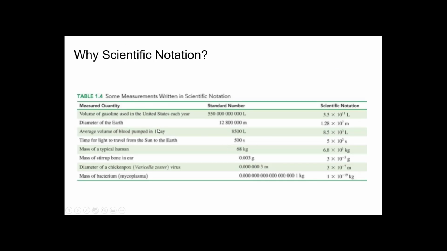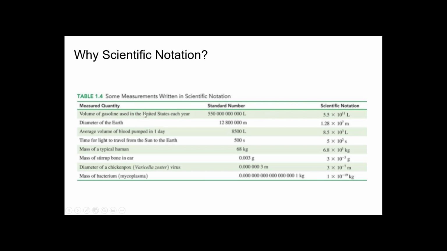So this is a little blurry. I got this off another, somebody else posted. But why do we use scientific notation? Because we deal with really large numbers or really small numbers, and it really just doesn't work, and you're opening yourself up to more mistakes.